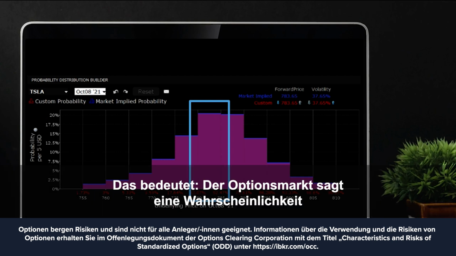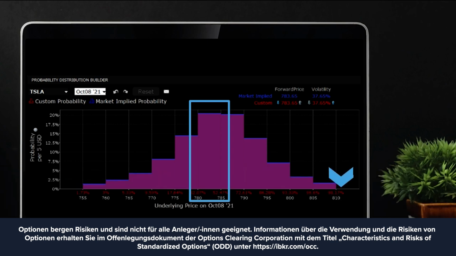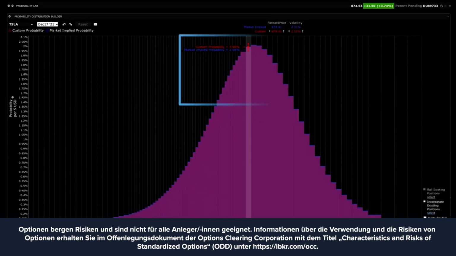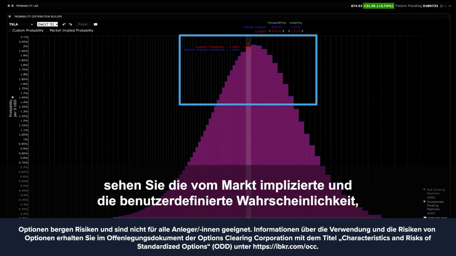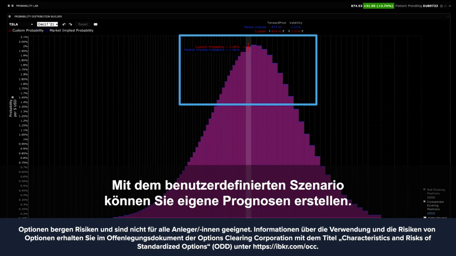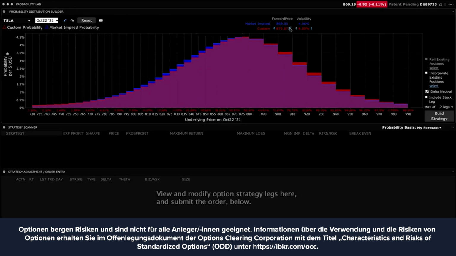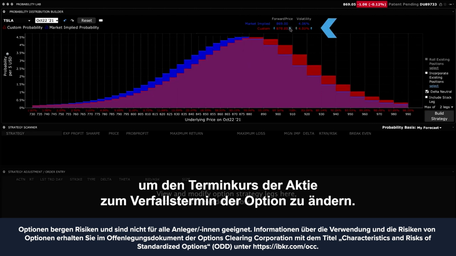In other words, the option market is assigning zero probability to price below $755 and above $810. 100% of possible outcomes now lie within that range. Hover your cursor above any bar to view the market implied and customized probability of price landing in the specified price range. Use the custom scenario to make your own forecast. There are two ways to adjust the probability distribution. Use the up or down arrows on the custom line to change the terminal value of the stock at option expiration.